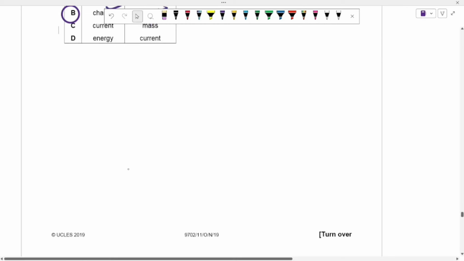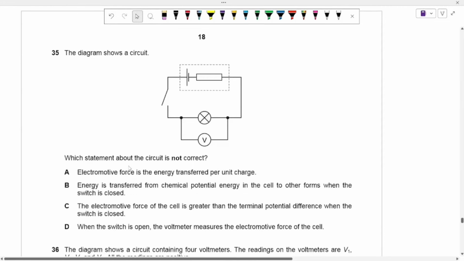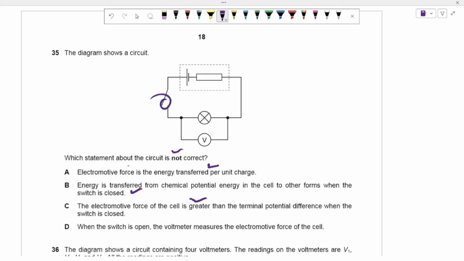Question 35. The diagram shows a circuit. Which statement about the circuit is not correct? EMF is the energy transferred per unit charge. That's correct. It's transferred from chemical potential energy to other forms when the switch is closed. That's correct. The EMF is greater than the terminal PD. That's correct, because some of the energy is used in overcoming internal resistance, so the terminal PD will actually be a little bit less. Okay, but when the switch is open, the voltmeter measures the EMF.